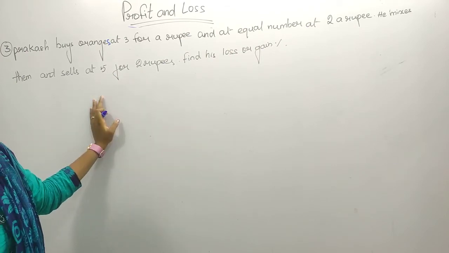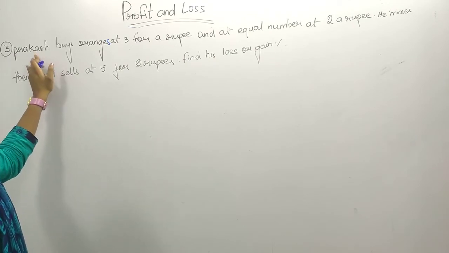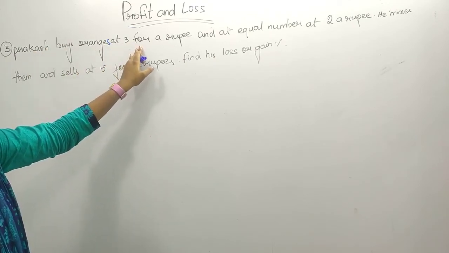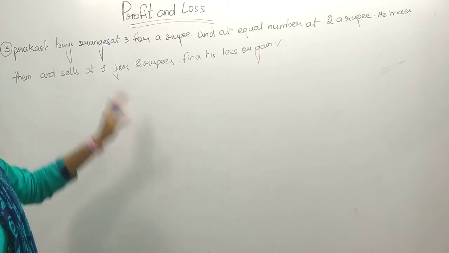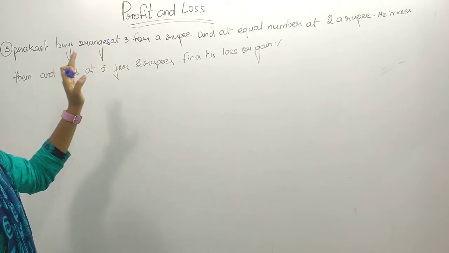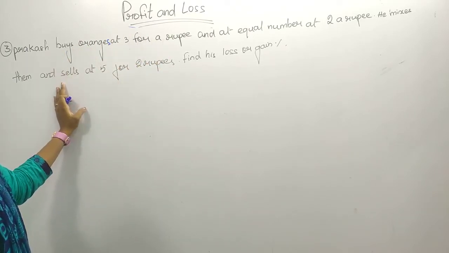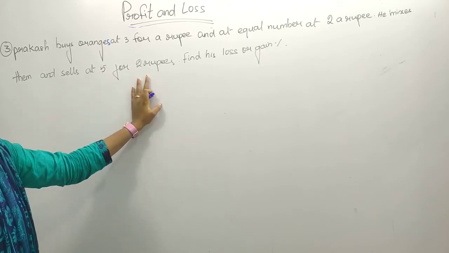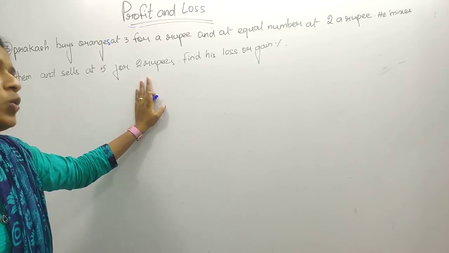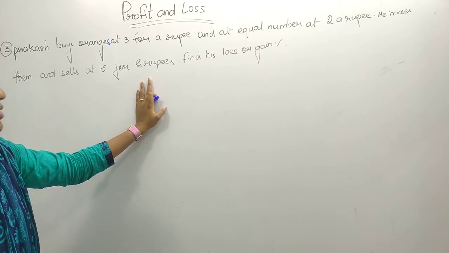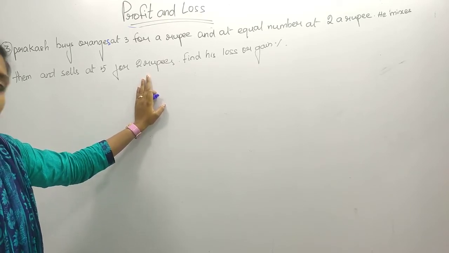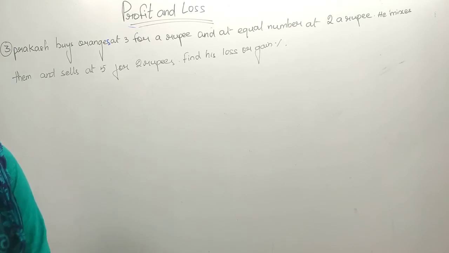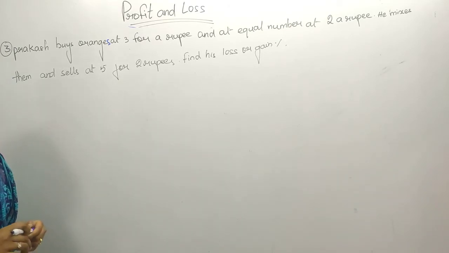What is the question given? First we have to observe. Once Prakash bought oranges at 3 for a rupee, and once again he bought oranges at 2 for a rupee. After that he mixed both kinds of oranges, and after mixing he sold them at 5 for 2 rupees. Finally you have to find whether he got gain or loss percent. Okay, we have to find out if he got loss percent or gain percent.